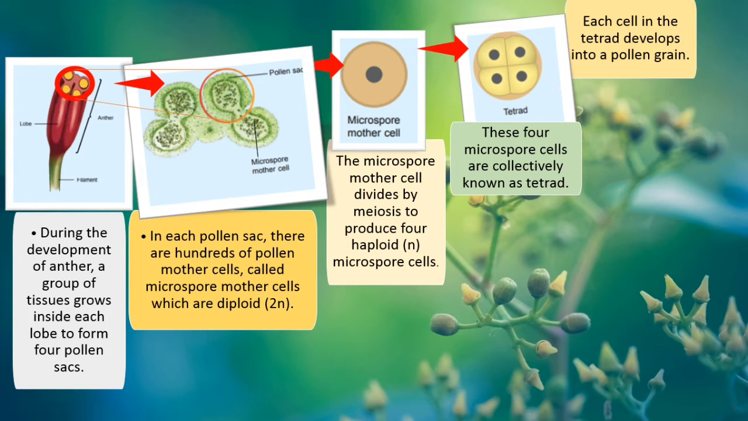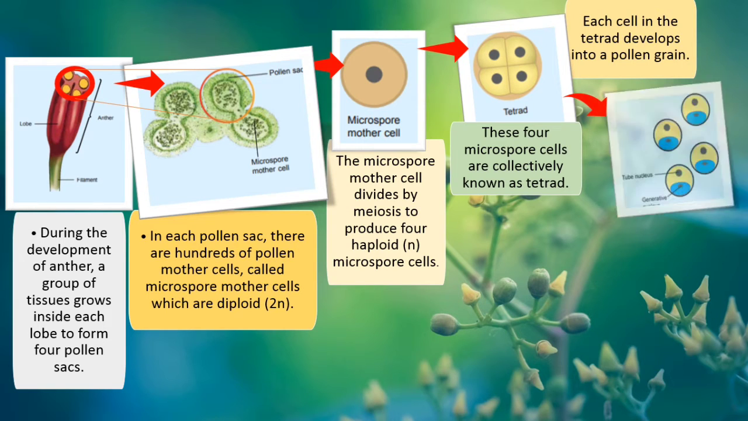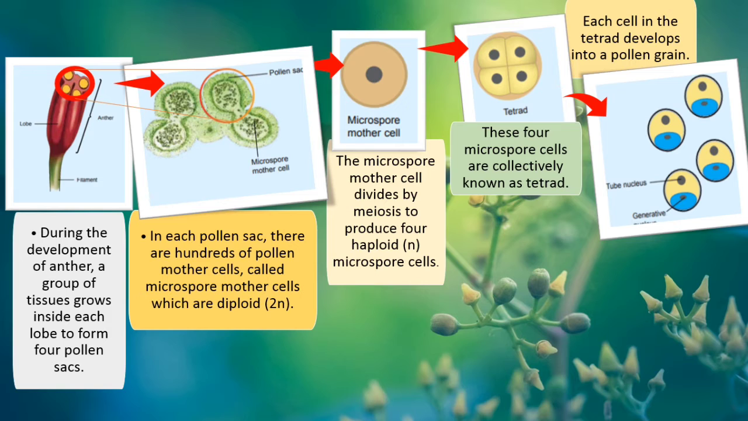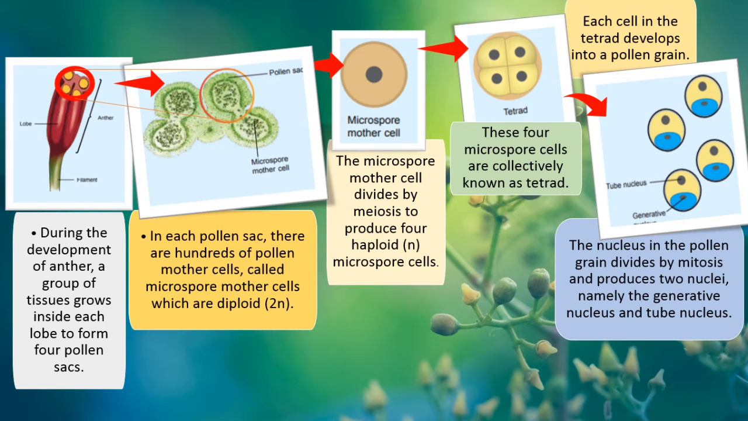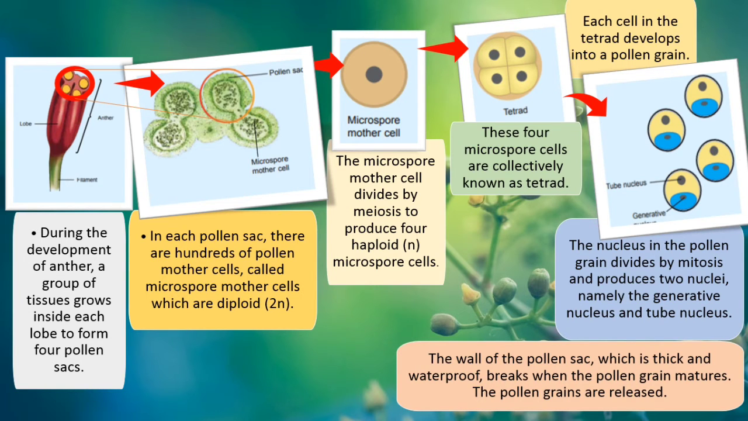After that, each cell in the tetrad develops into a pollen grain. So this is the pollen grain. The nucleus in the pollen grain divides by mitosis to produce 2 nuclei, namely the generative nucleus and the tube nucleus. The wall of the pollen sac, which is thick and waterproof, breaks when the pollen grain matures. The pollen grains are released.